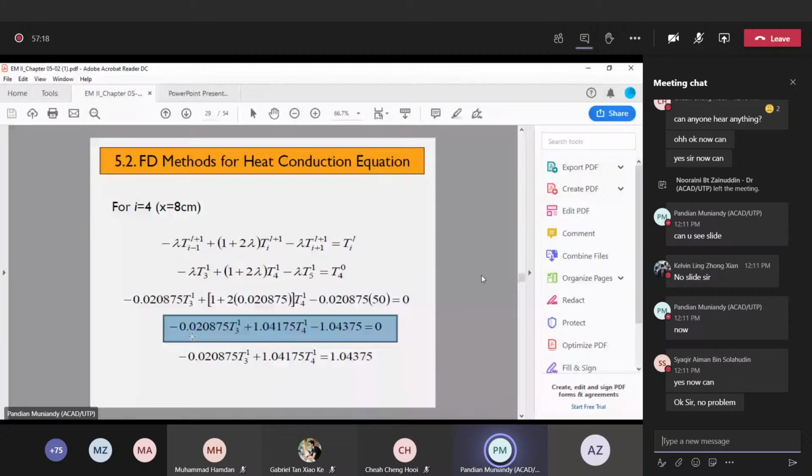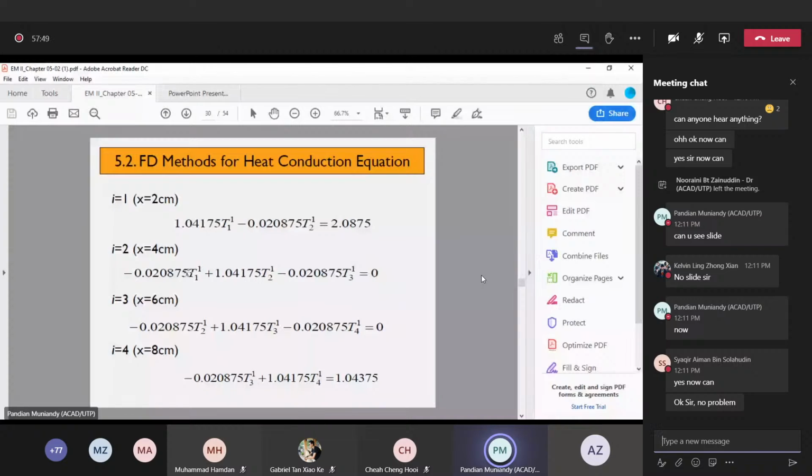Minus 0.020875 T3 plus 1.04175 T4 minus 1.04375. This one you cannot write left hand side, you must bring right hand side. The reason is we are creating the system called linear algebraic system, AX equals to B. So you collect all, you put like this. This one they're explaining how the equation created. 4 equation, 4 unknown, T1, T2, T3, T4, that's all. But you have a 4 equation.